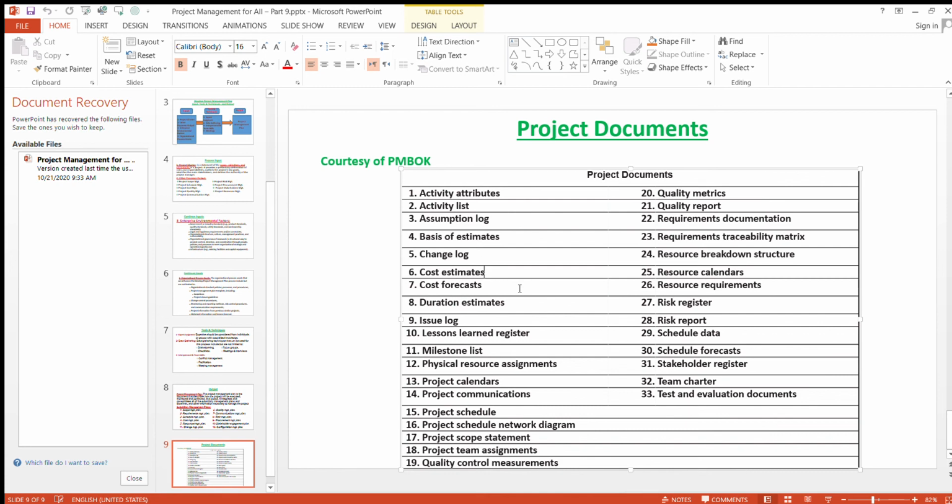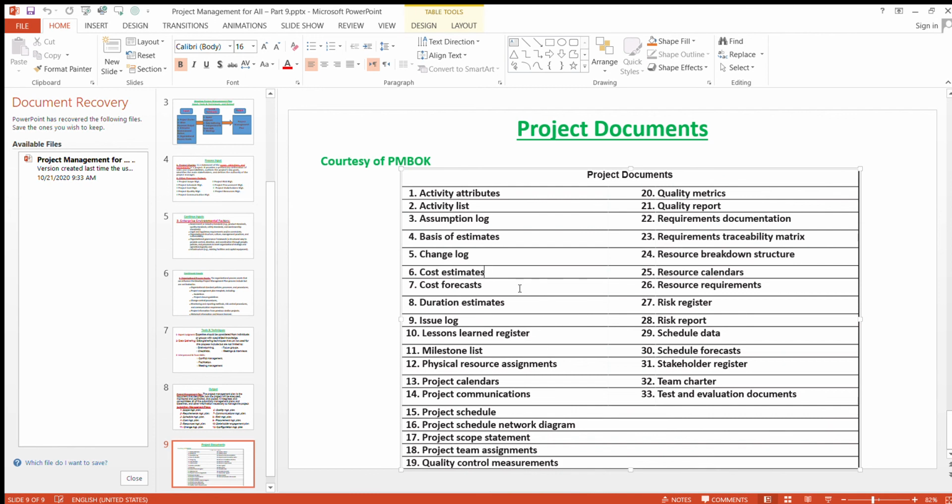I just want to touch base on the baselines. We mentioned the baselines. The baselines are defined and fixed in the design and planning phase, which are the scope baseline, schedule baseline, and cost baseline. And they are an important part of the project management plan.